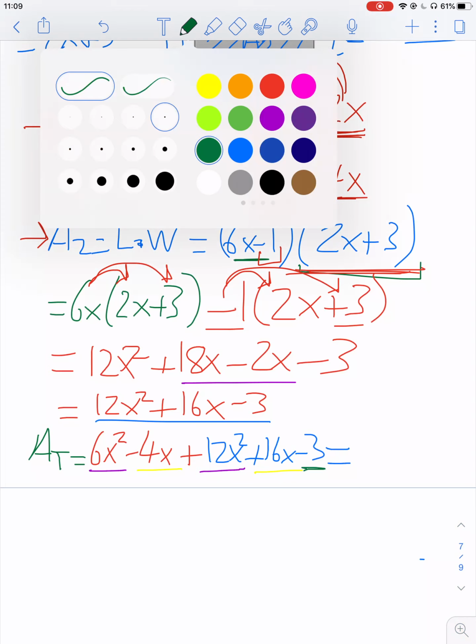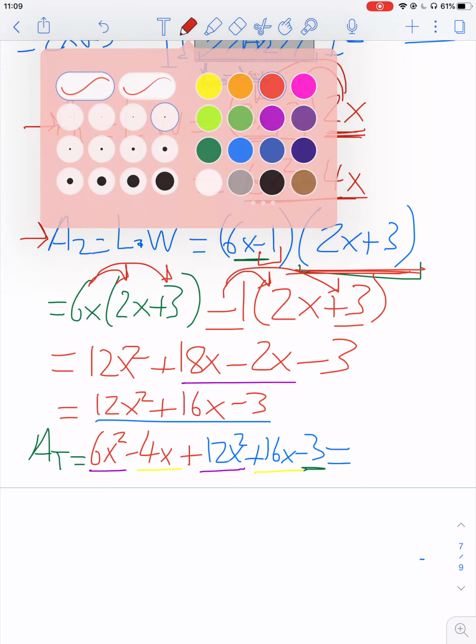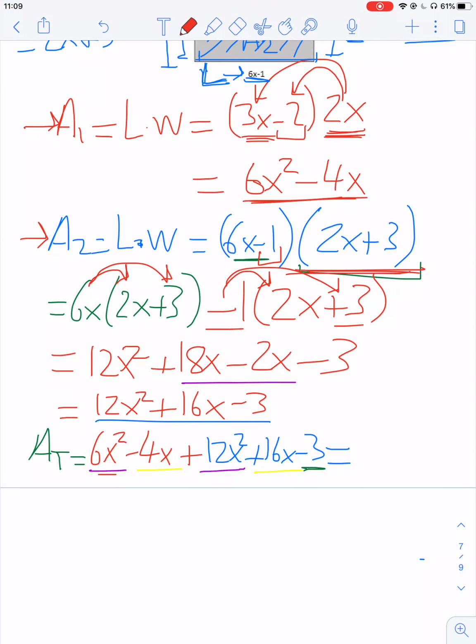So when you combine this together, you should get 6 plus 12, that's 18x squared, and then minus 4x with 16x, so that's plus 12x. And then finally, the minus 3 does not combine with anything else, so minus 3. And then this is your final answer.